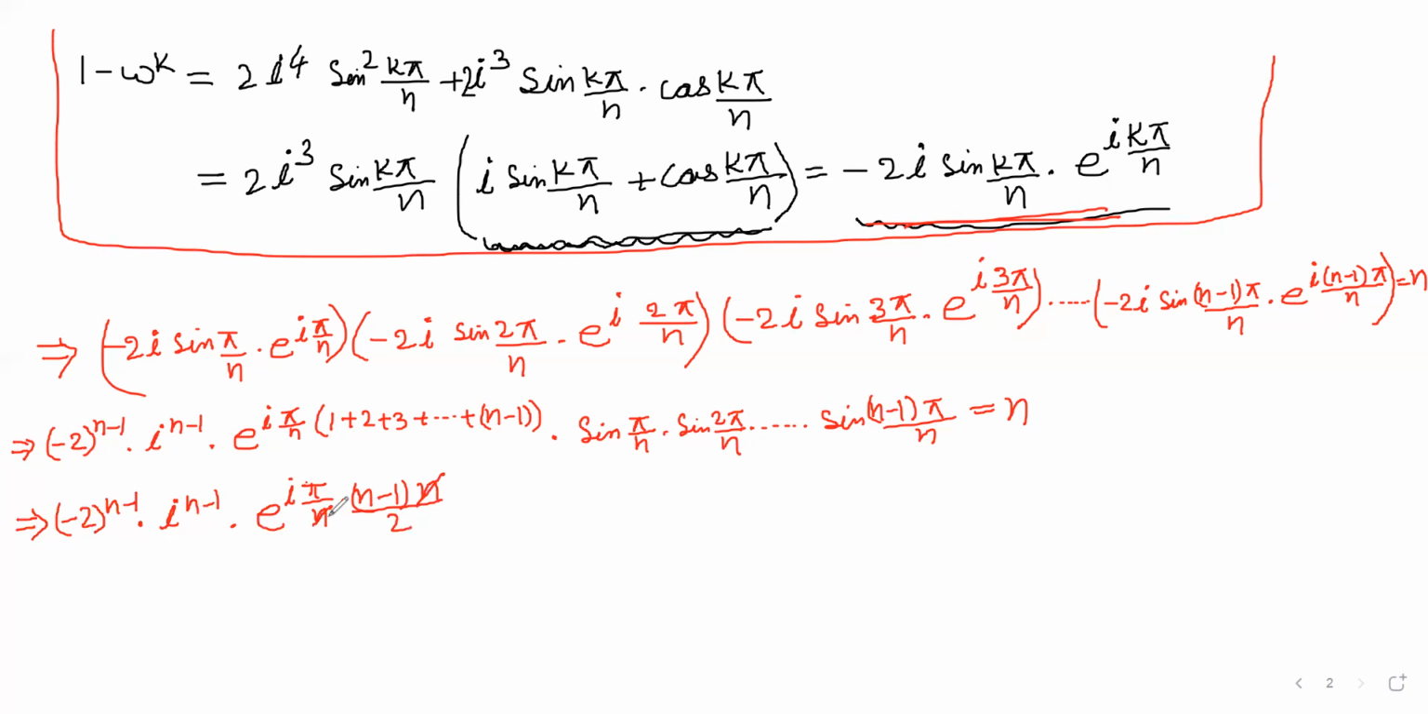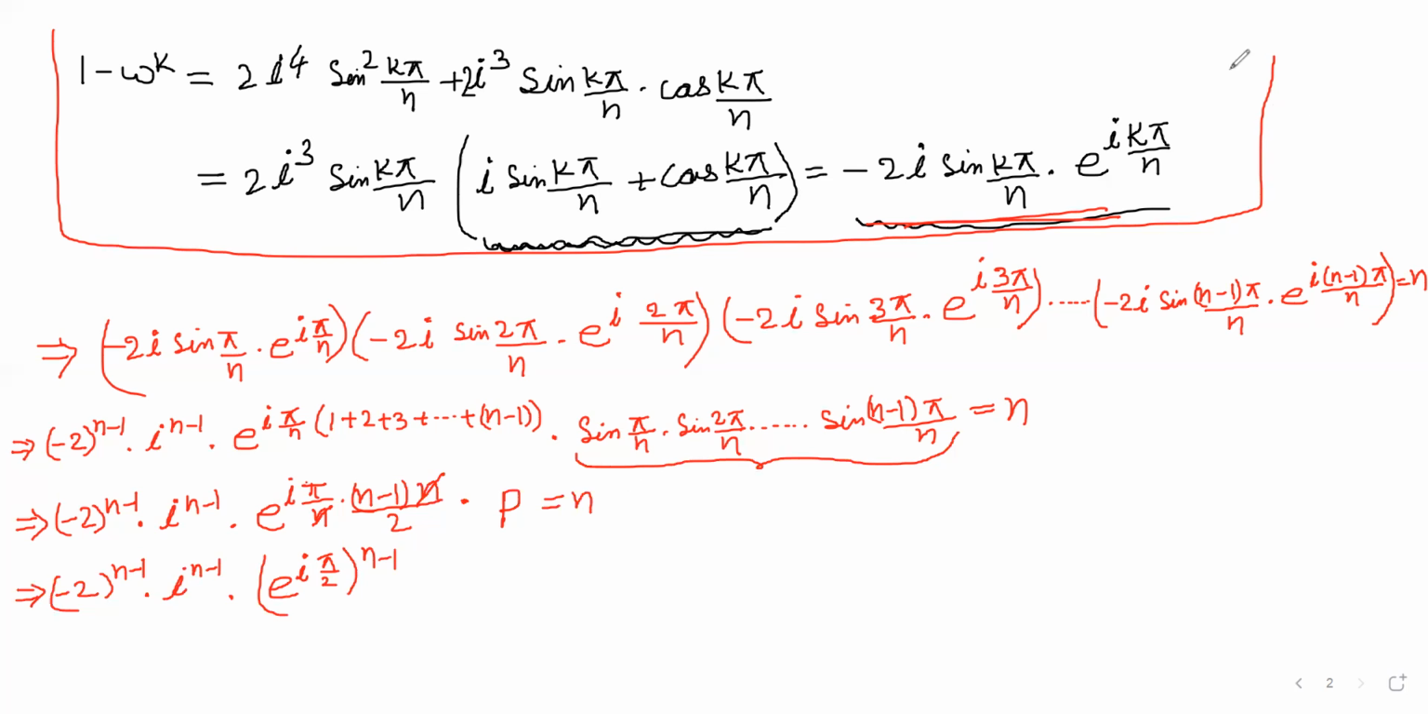N cancelled, right? And this quantity we require, so I am going to call this quantity as p. P is equals to n, because I don't want to write this huge thing multiple times. You can understand it, right? So minus 2 to the power n minus 1 and into iota to the power n minus 1 into, now you can see this is going to be e raised to iota pi by 2 and whole to the power n minus 1. We can write it, right?